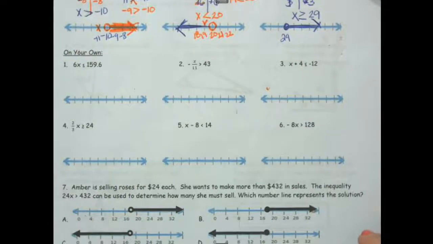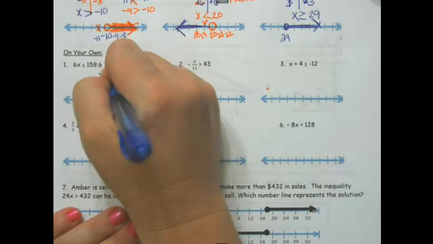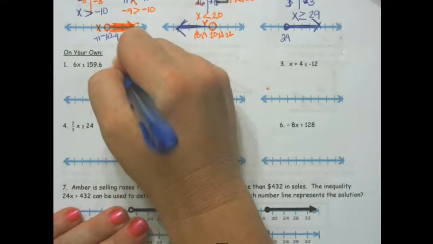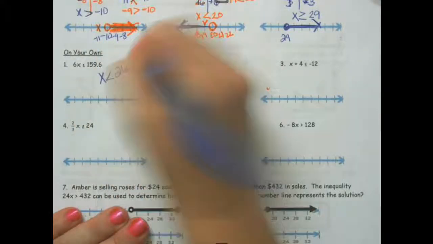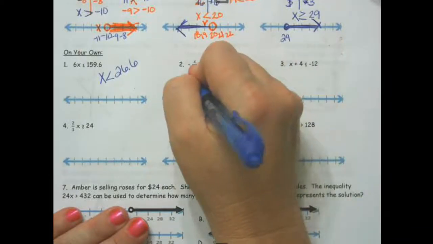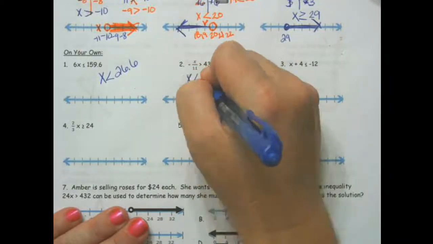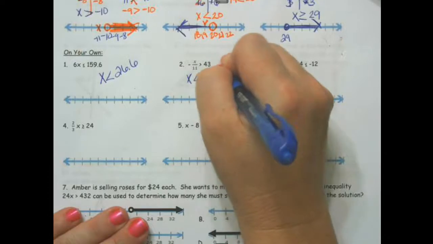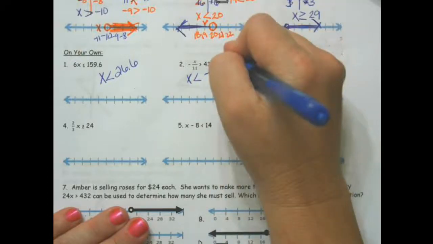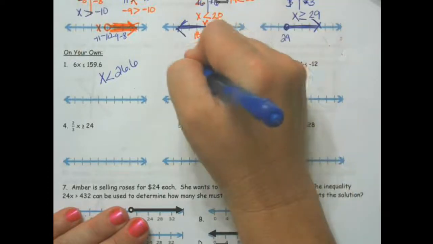Okay, I'll give you the answers to the other ones to make sure you have them right. I'm not going to go over them. This should be x less than 26.6. This should be x negative 473, because this is the one you flip, because we have a negative.